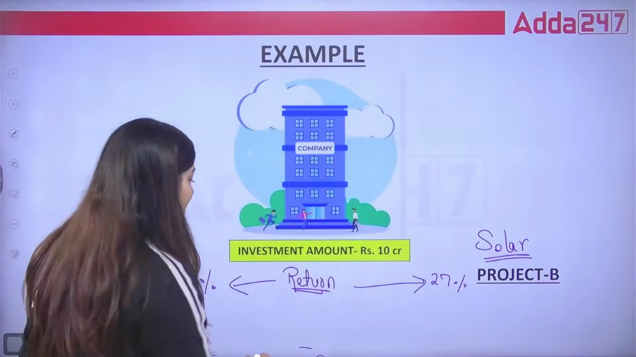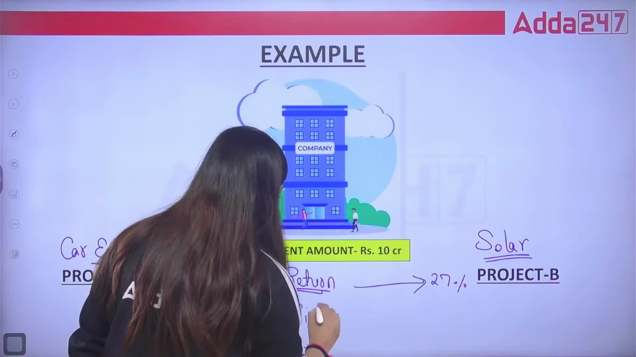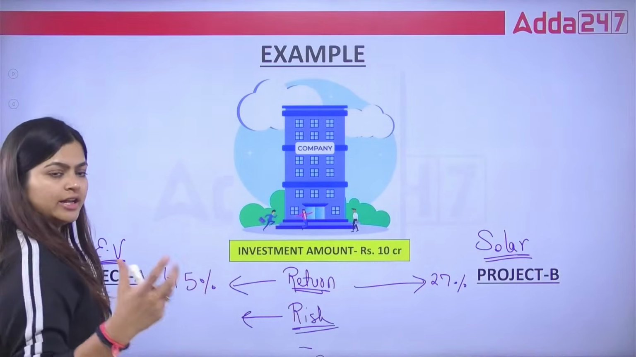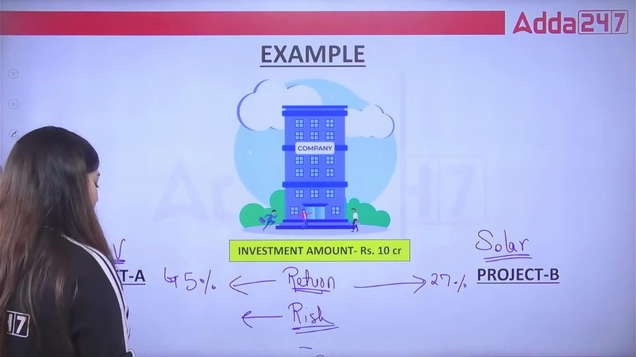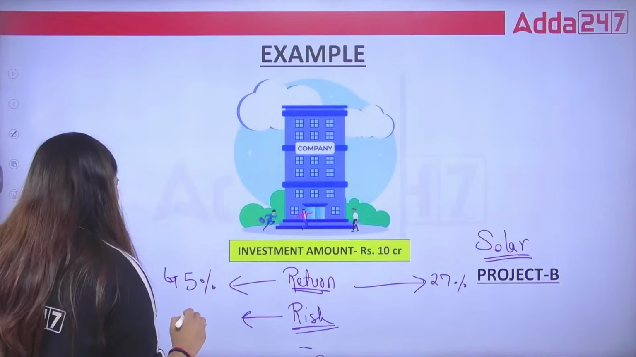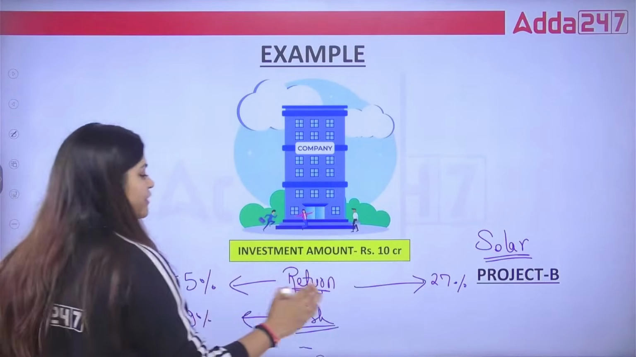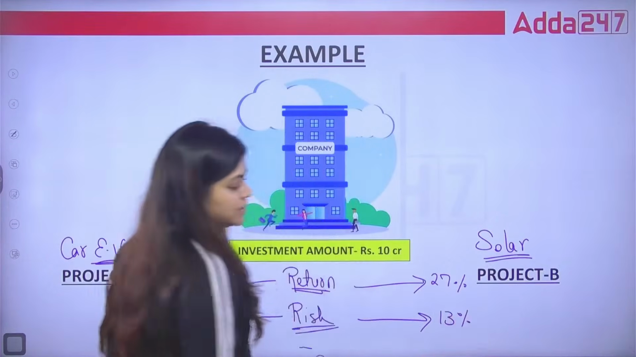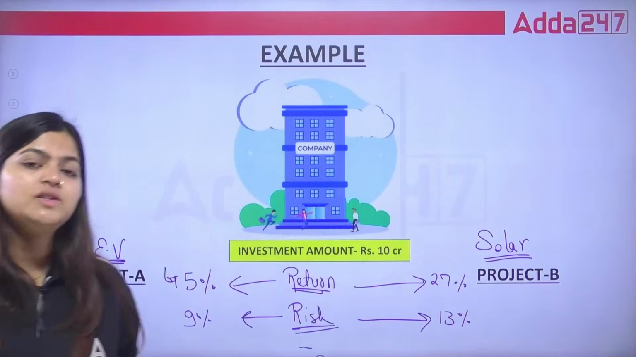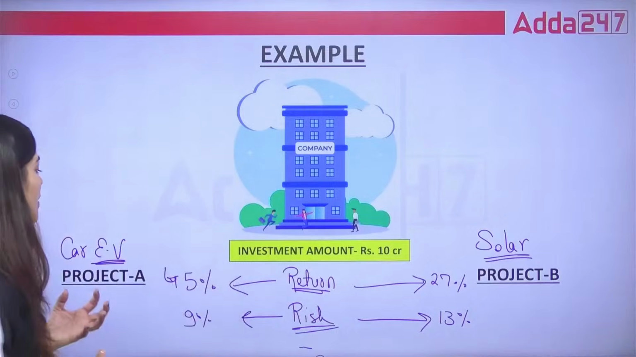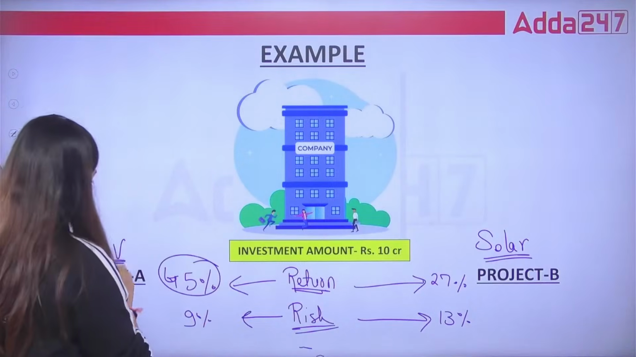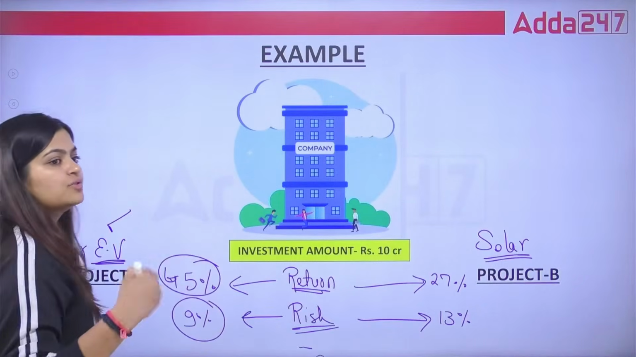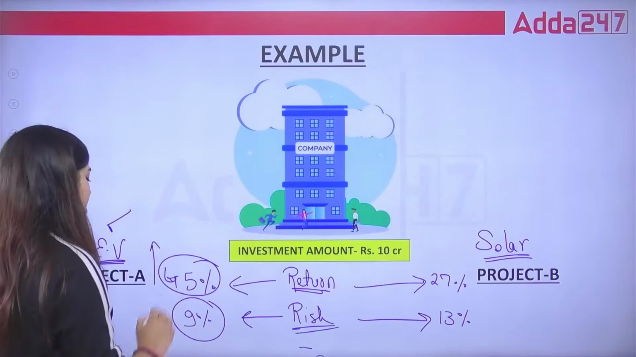Okay. Now, the next thing they will talk about is risk. So here, suppose if they go with the electronic manufacturing of the cars, their risk is suppose 9%. And if they go with the solar panels, their risk is suppose 13%. So this is the analysis they are going to do. Now after understanding that, if they go with the electronic vehicle, their return is high as well as risk is low. Return is high, risk is low.